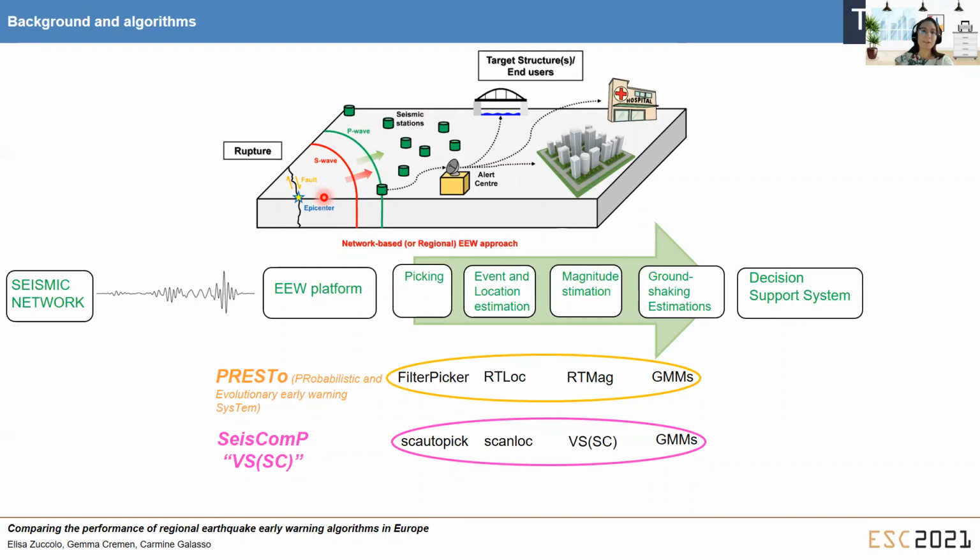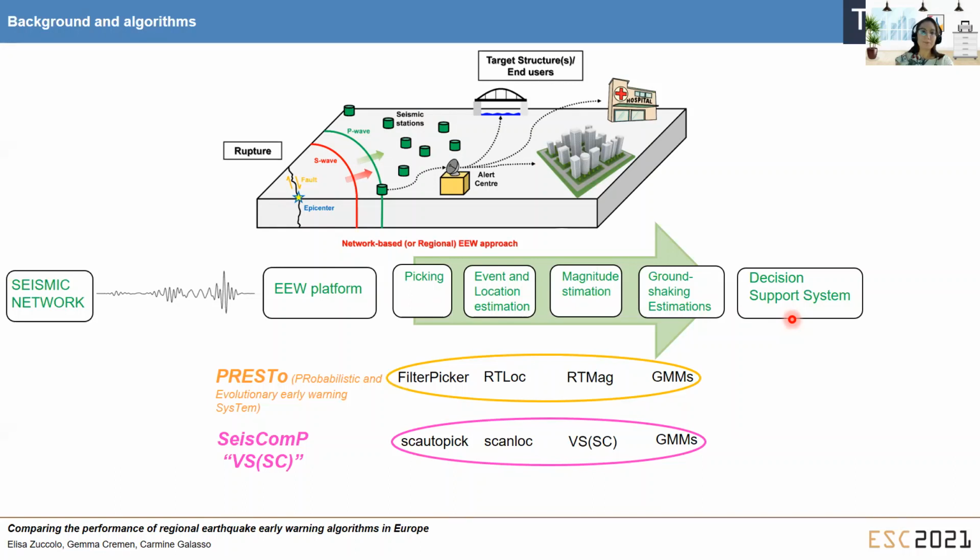Regional early warning algorithms generally consist of different steps, which are the picking of seismic waveforms, the early detection of an event, the prompt evaluation of the location and magnitude, and eventually the estimation of the expected ground motion at the target site. The output of the early warning algorithms is then elaborated by a decision support system, which has the purpose to decide if an alarm should be issued or not.